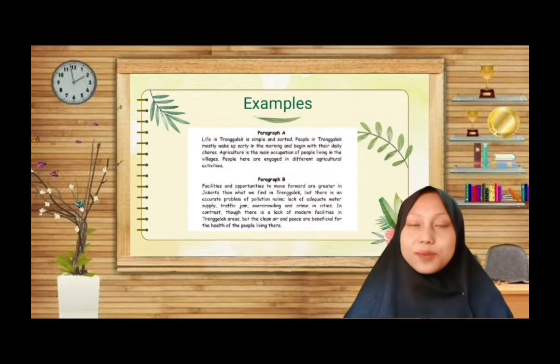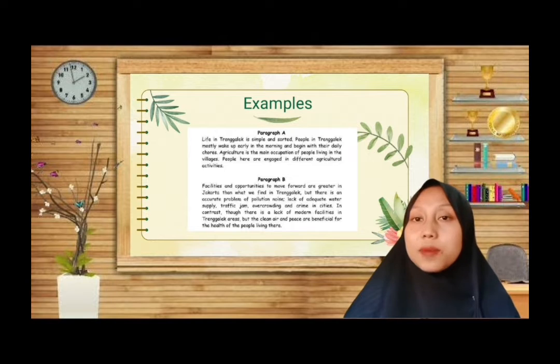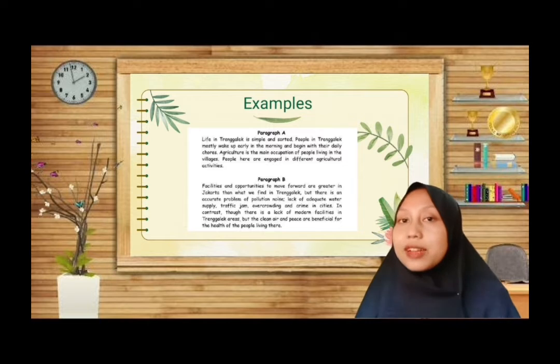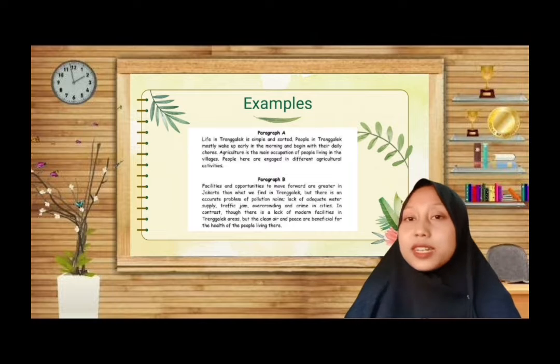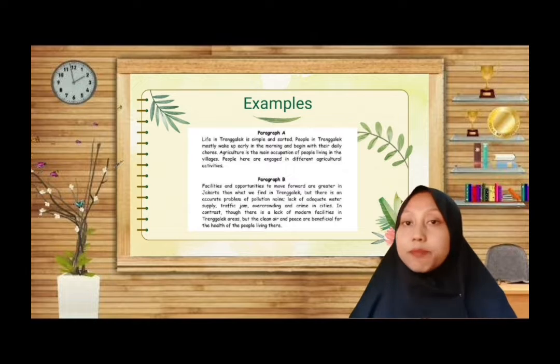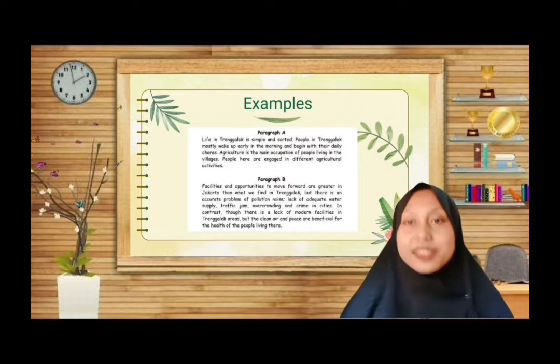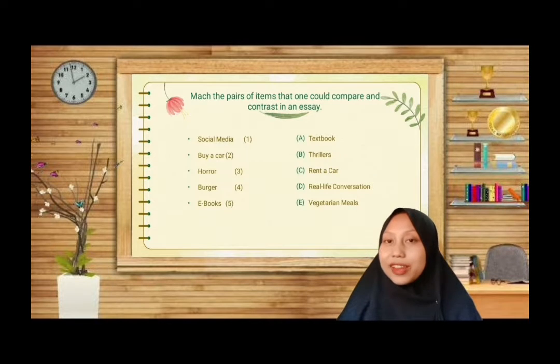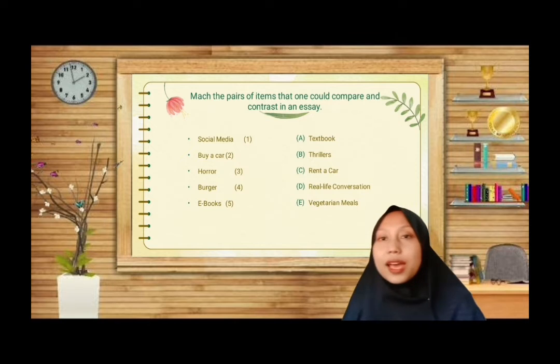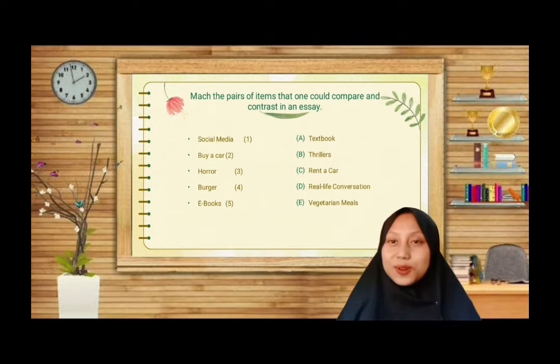This is an example of comparison between two paragraphs, where one is a descriptive paragraph and the other is a compare and contrast paragraph. Paragraph A is a descriptive paragraph because it describes how to live in Trenggalek city, while paragraph B is more about comparing and contrasting the cities of Jakarta and Trenggalek. We can also practice comparing and contrasting with match items. Here we can match social media with real life, buy a car with rent a car, and so on.